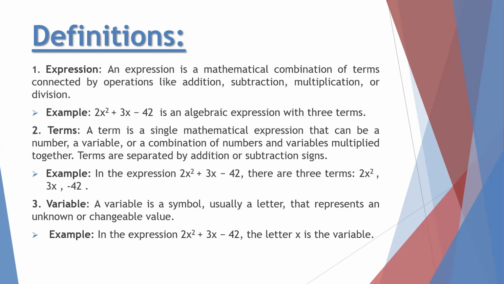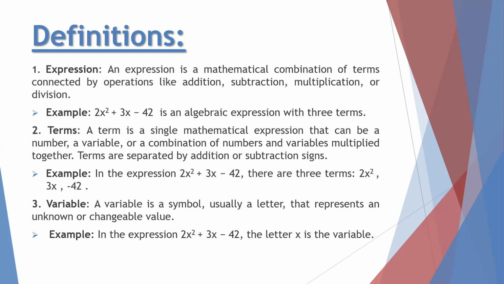Then comes the third definition, which is variable. A variable is a symbol, usually a letter, that represents an unknown or changeable value. So a variable is a kind of symbol, usually a letter, that represents an unknown or changeable value. Down here in this expression, you can see the variable, that is x.